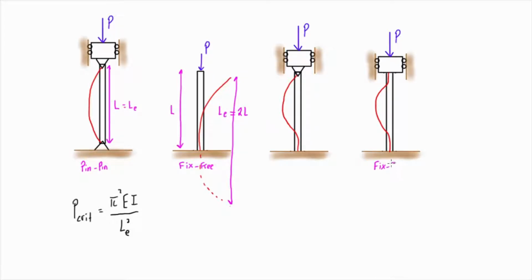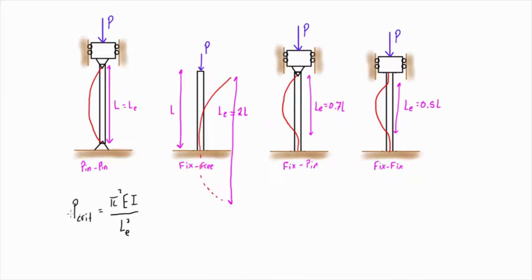Now without deriving all of these numbers, for the case where we have a column that is fixed on both ends, its effective length is going to be LE equal to 0.5 L. And in the case where we have a fixed end in conjunction with a pin end, the effective length that we're going to be working with is LE equal to 0.7 L.